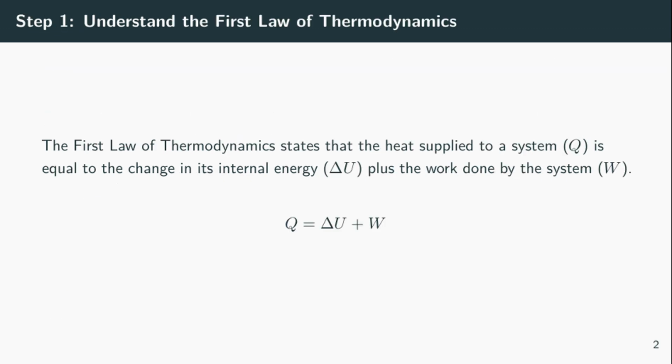To tackle this, we start with a fundamental concept, the first law of thermodynamics. This law tells us that the heat we supply to a system, which we call Q, is used in two ways. It changes the system's internal energy, delta U, and the rest is used by the system to do work, W. So we can write this simply as Q equals delta U plus W. This will be our starting point for both gases.